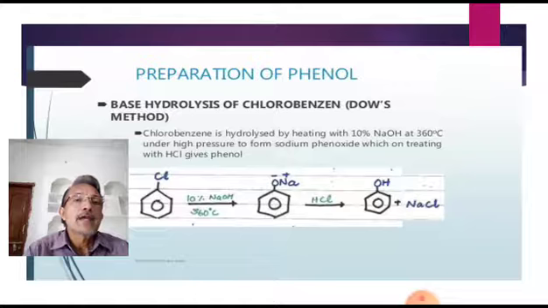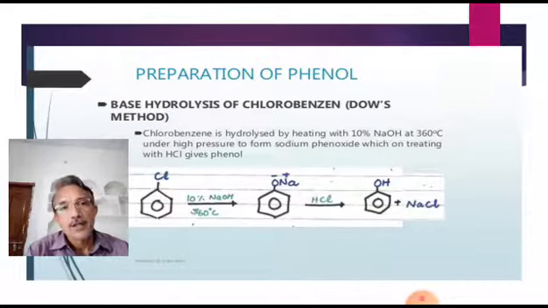Second method is base hydrolysis of chlorobenzene, Dow's method. Second method to prepare phenol. Phenol can also be prepared by Dow's method. In this method, chlorobenzene is hydrolyzed by heating with 10% NaOH at 360 degrees centigrade under high pressure to form sodium phenoxide, which on treating with HCl gives phenol.